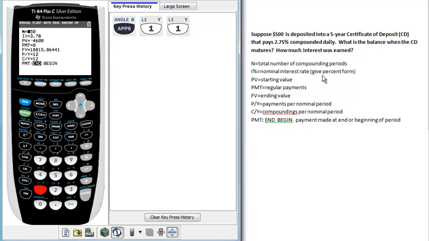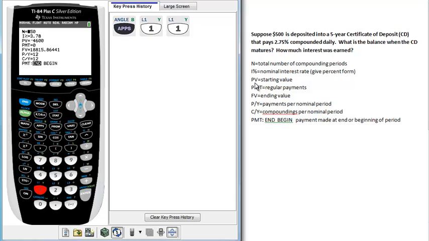The key thing here is to make sure you give the percent form of it. So for my example up here, we have 2.75%. That's what I'll type in, 2.75. Do not change it into the decimal form. Don't move it 2 decimal places. Since it's got that little percent symbol, it's a reminder that the number we're putting in is the percentage, so 2.75. PV is present value.